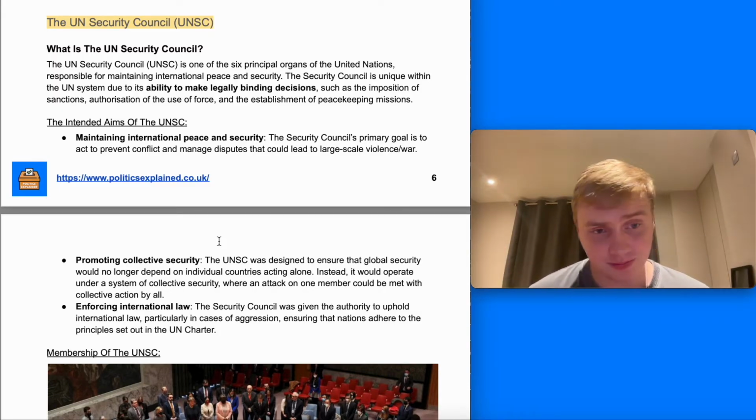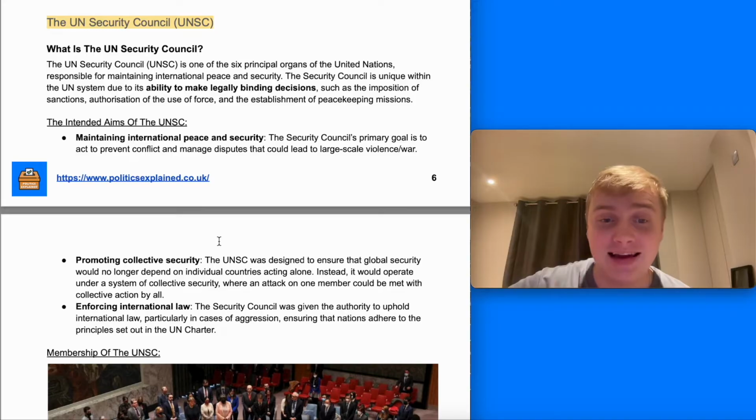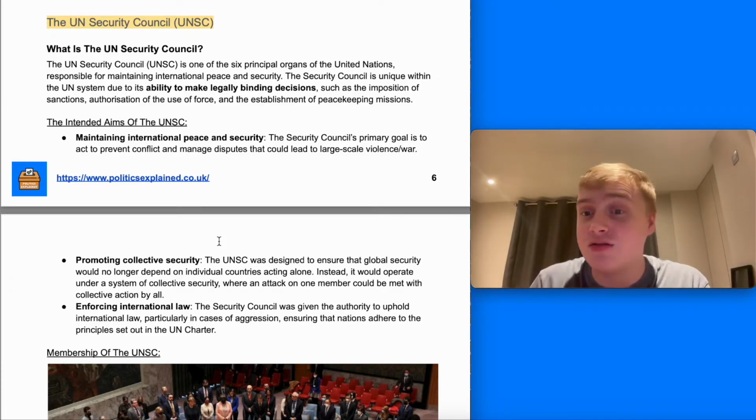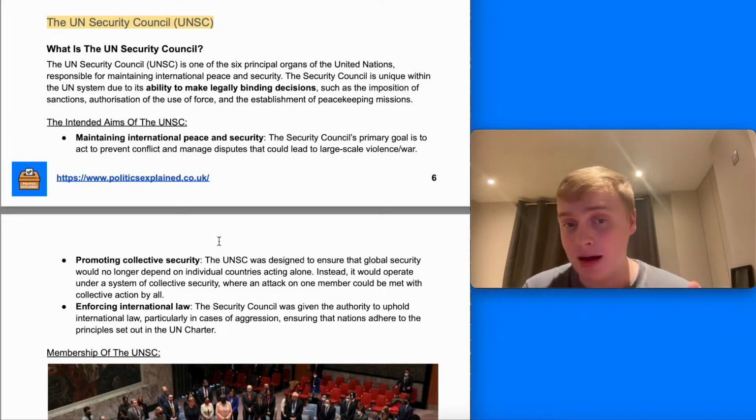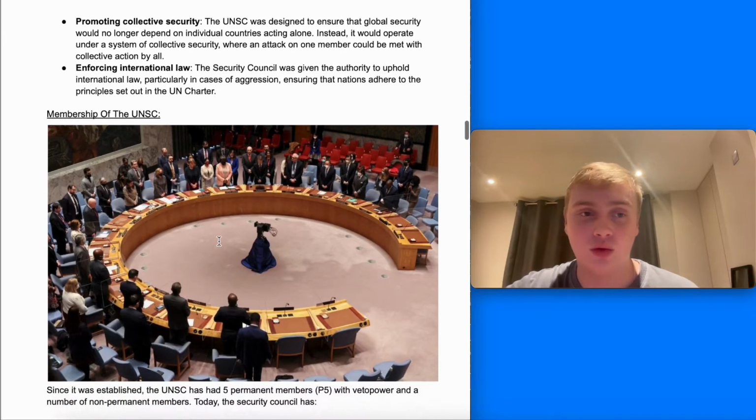Its key aims, as really are a lot of the key aims of the United Nations as a whole, are maintaining international peace and security, promoting collective security, so that global security would no longer depend on individual countries acting alone, such as the United States. Instead, countries would come together and act as if an attack on one member could be met with collective action by all, and to enforce international law.